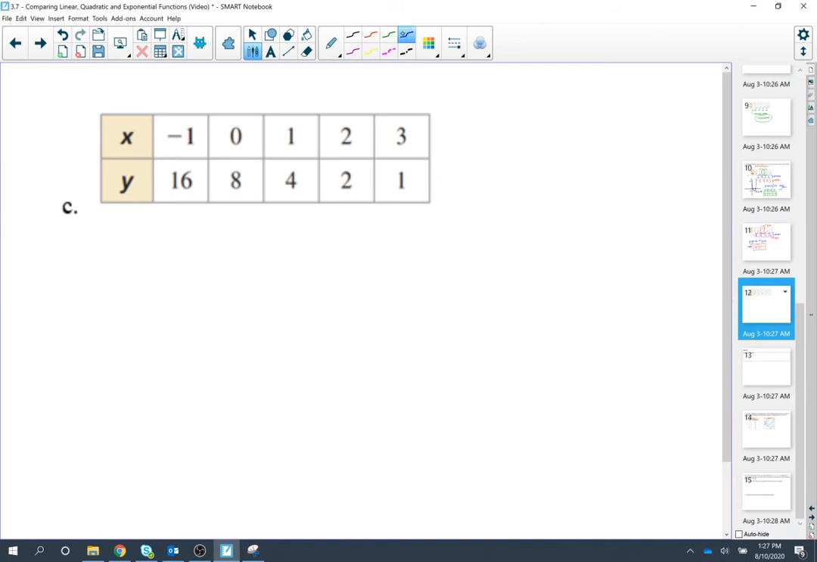Letter C, x values, negative 1, 0, 1, 2, 3. They're increasing by 1. We're good to go. 16, 8, 4, 2, 1. I'm looking at that going, that doesn't look like it's adding or subtracting to me. But if I take 16 and I times it by a half, by the way, it has to be multiplication, can't do division here, I get 8. 8 times a half, I get 4. 4 times a half, 2 times a half. That to me looks like a common ratio. This is exponential.